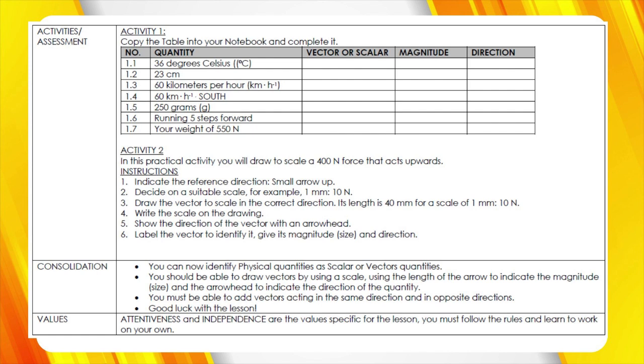Consolidation. You can now identify physical quantities as scalar or vector quantities. You should be able to draw vectors by using a scale, using the length of the arrow to indicate the magnitude, size, and the arrowhead to indicate the direction of the quantity. You must be able to add vectors acting in the same direction and in opposite directions. Good luck with the lesson. Values. Attentiveness and independence are the values specific for the lesson. You must follow the rules and learn to work on your own.